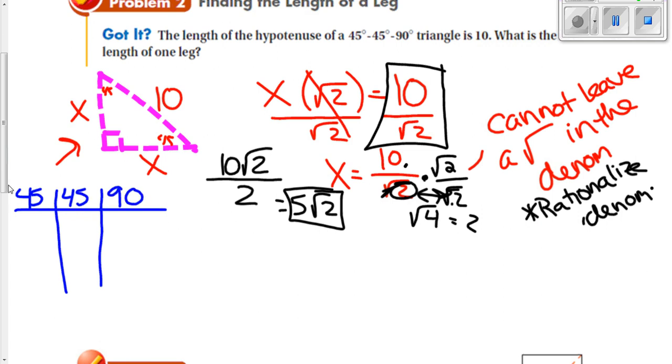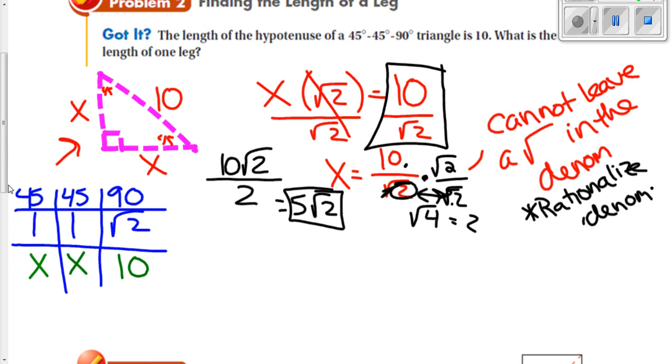45, 45, 90. 1, 1, radical 2. The 1 and the 1 represent the length of each leg. The radical 2 represents the hypotenuse because it is radical 2 times the length of the leg. So let's fill her in. We don't know the leg yet. That's our x. The hypotenuse is 10.